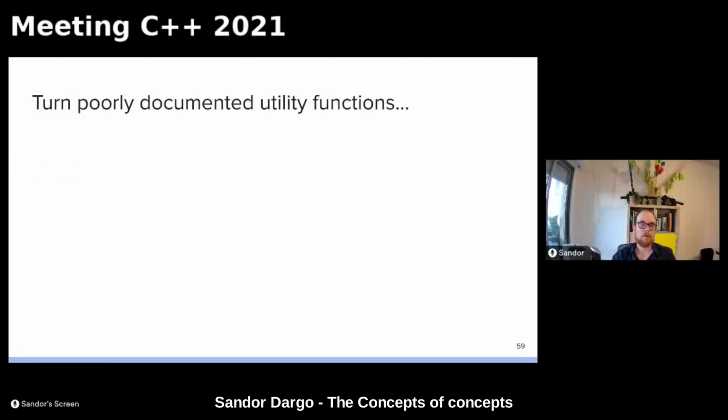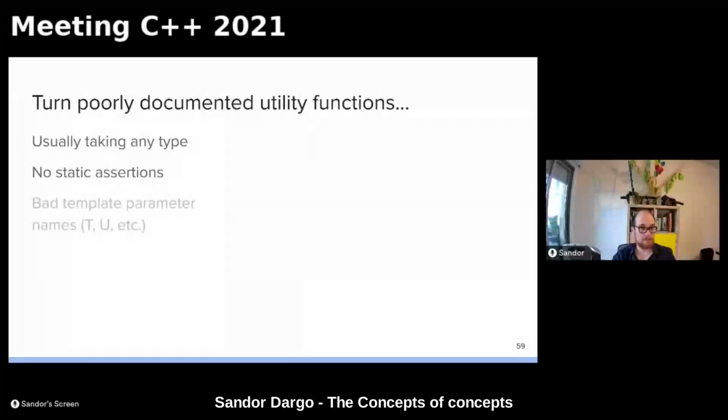And when it comes to utility functions in real life, what happens? Well, usually they just take any type. They don't have any static assertions.